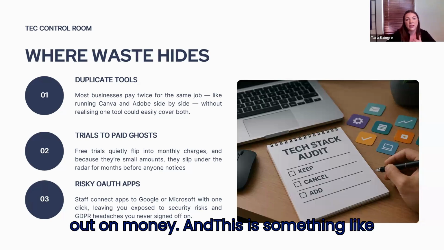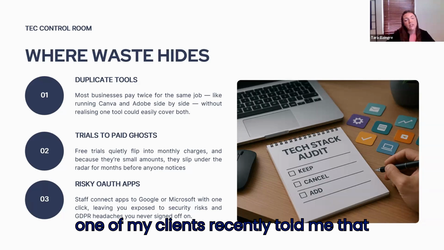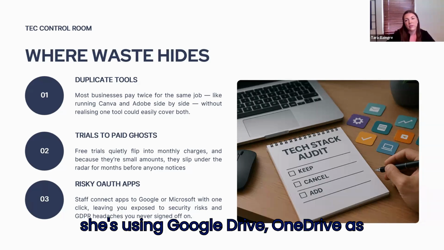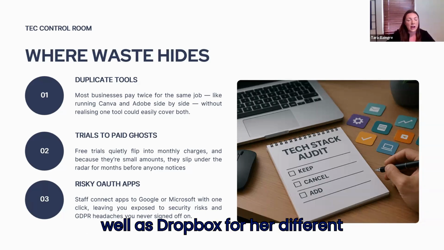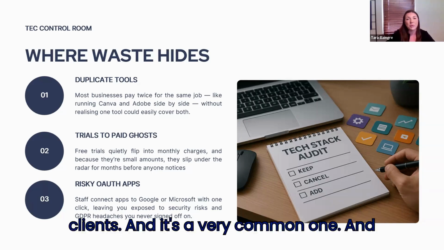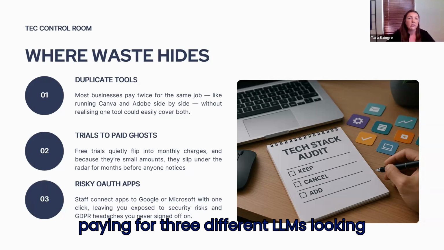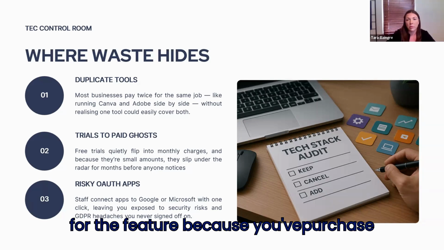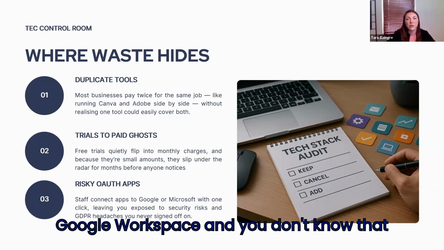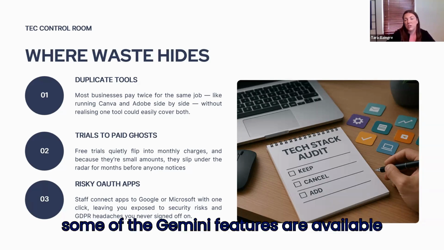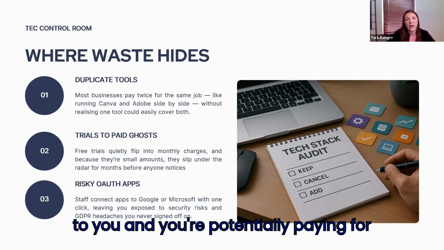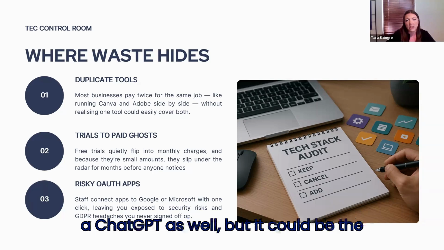One of my clients recently told me that she's using Google Drive, OneDrive, as well as Dropbox for her different clients. It's a very common one, and I'm sure there's a chance that you're paying for 3 different LLMs looking for the features, because you've purchased Google Workspace and you don't know that some of the Gemini features are available to you, and you're potentially paying for ChatGPT as well.